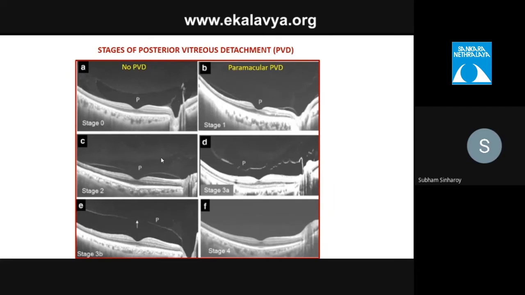In figure C, you can see that the macular PVD has evolved further, but there is still a foveal attachment of the vitreous cortex, which is causing a perifoveal PVD in stage 2. Then you move to stage 3, when you see that the whole of the PVD is separated from the macula and the fovea as well, but there is still a connection at the optic disc.